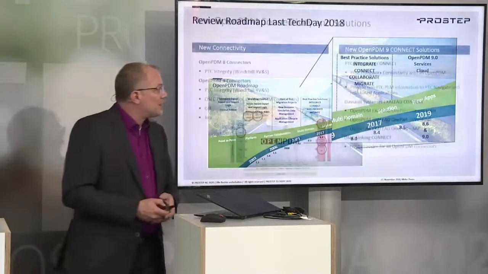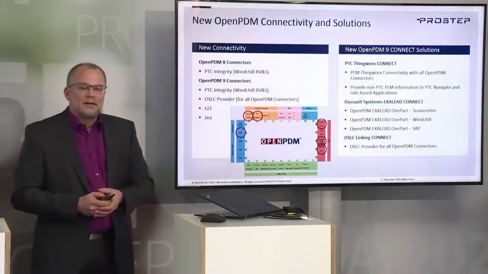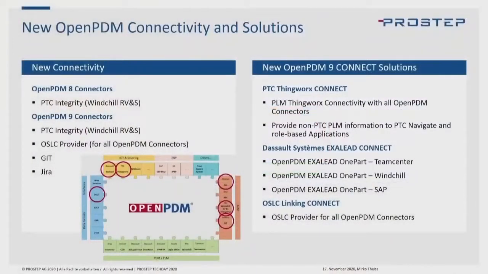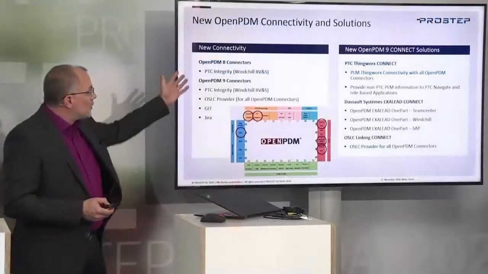And what did we do? What new things were there? Connectivity and new solutions. On the one hand, of course, we have 2 new OpenPDM 8 releases. Last year, OpenPDM 8.6, and this year 8.7. That means the old architecture is still in use and supported, but we've made use of the last 2 years to develop the new OpenPDM 9, which had its release last year. In the meantime, we're preparing the release of OpenPDM 9.2, which you will get to see.